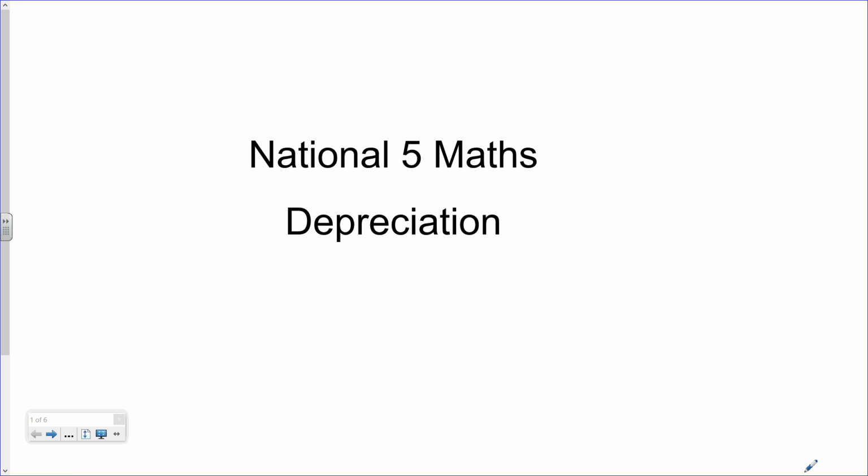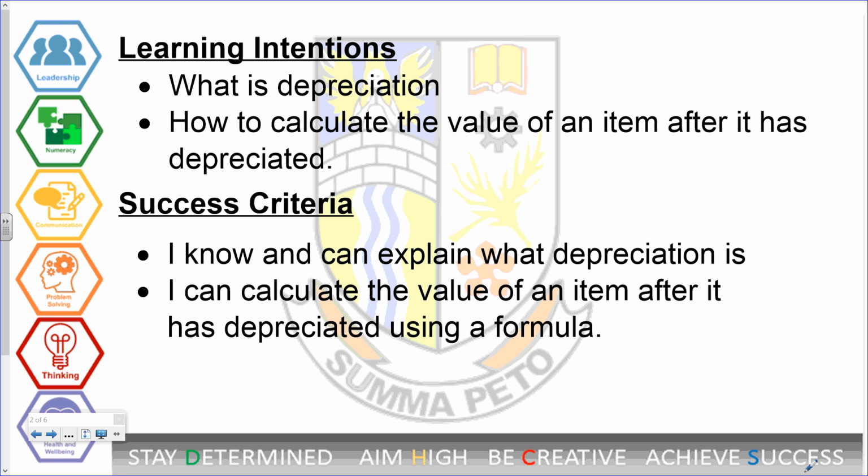This video is looking at National 5 Maths and depreciation. So today's learning intentions will be what is depreciation and how to calculate the value of an item after it has depreciated. We'll be successful if we know and can explain what depreciation is and also how to calculate it, and be able to do that with a formula.